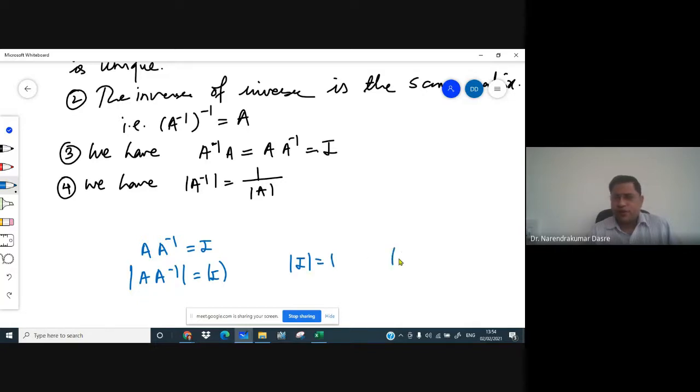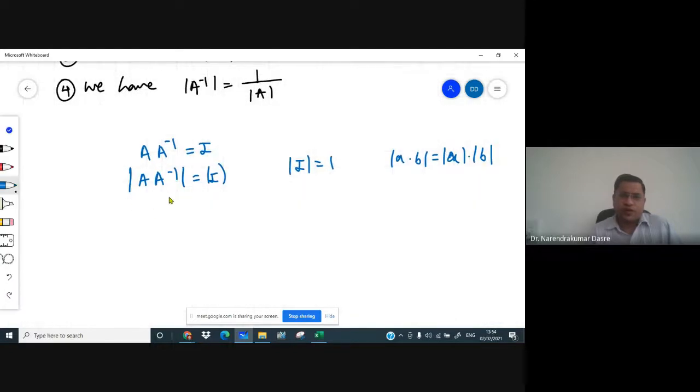So what we know is determinant of A into B is the same as determinant of A into determinant of B. So we can use this property here, and we can write this as determinant of A into determinant of A inverse, and this is going to be 1. But what we know is determinant of A is not equal to 0. So I can write this as determinant of A inverse is equal to 1 upon determinant of A, which is the property that I have written here.